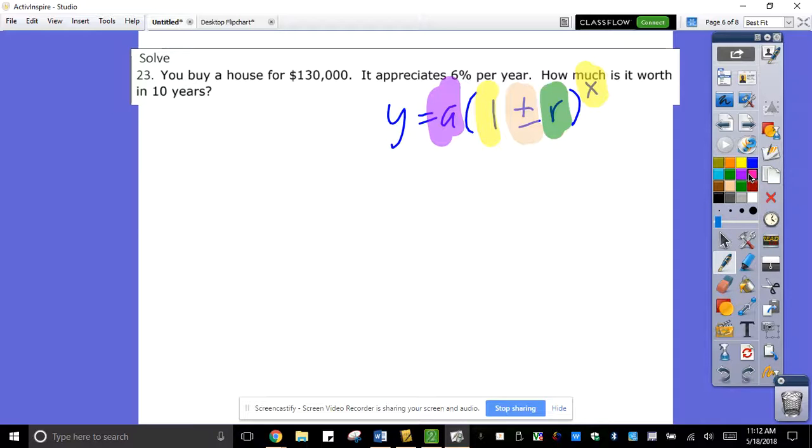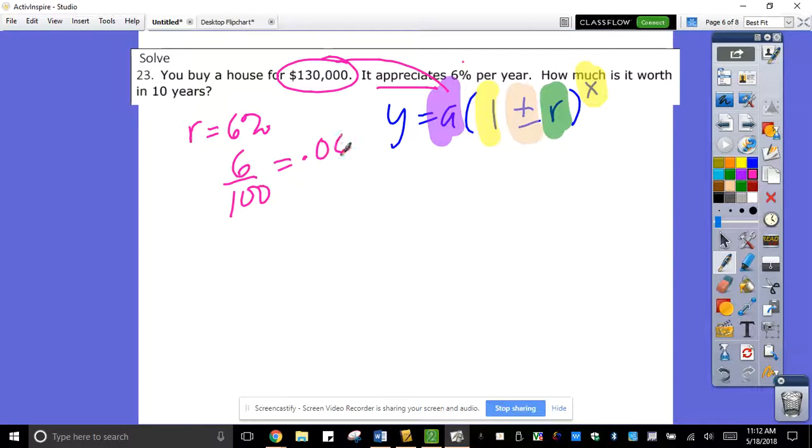So based on the problem, number 23, you buy a house for 130,000. So you know that this is your initial amount. That's your A. It appreciates 6%. Here's the problem. The rate here is 6%. The meaning of that one is 6 over 100, which means 0.06. That's your R to be used in the formula. How much is it worth in 10 years?